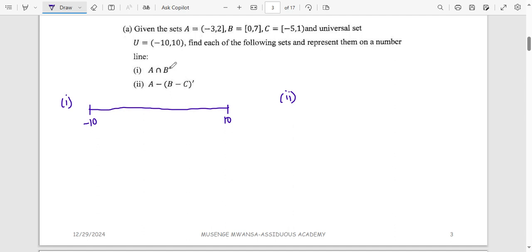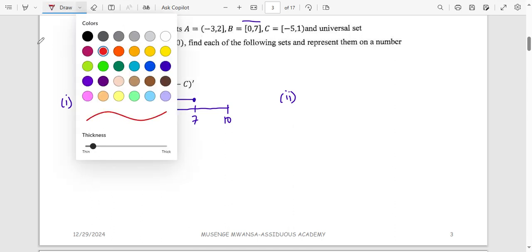And then I'm going to get B now. I want to start with what has got a complement. That's the best you can do. Set B is from 0 to 7. So 0 is here, and 7 is here. And set B is running between them. 0 is part of set B. 7 is also part of set B.